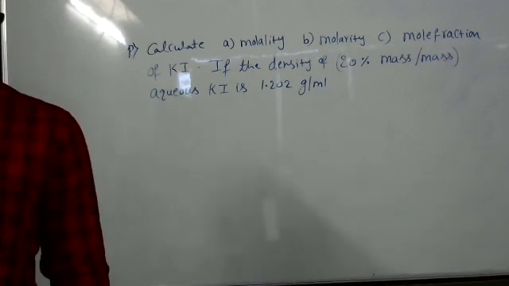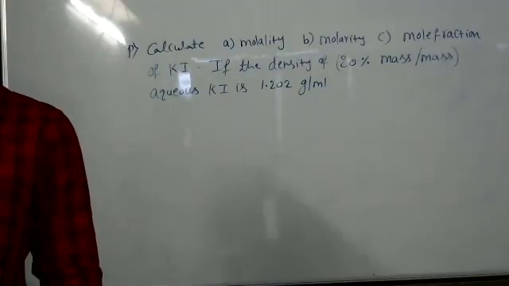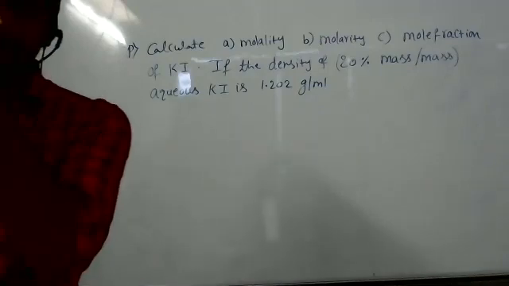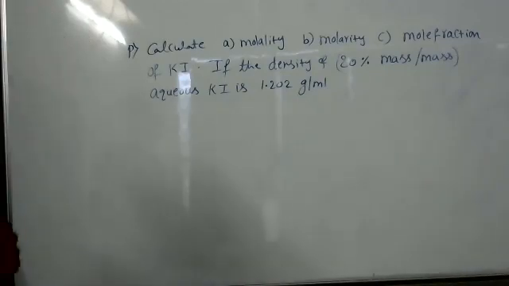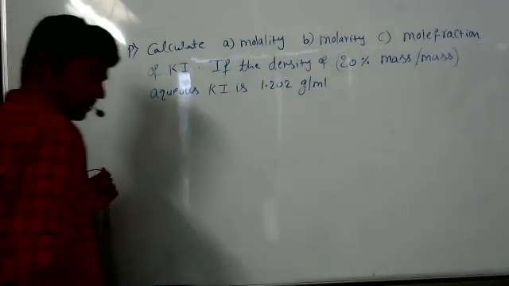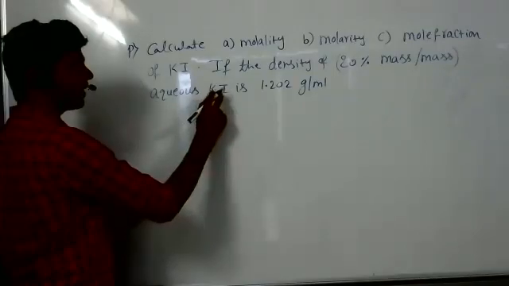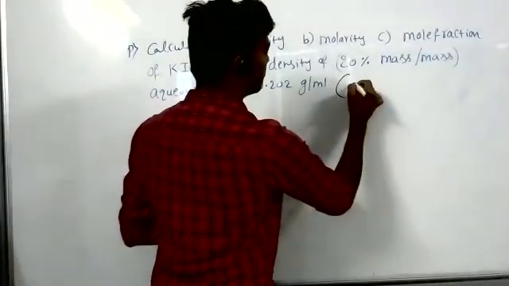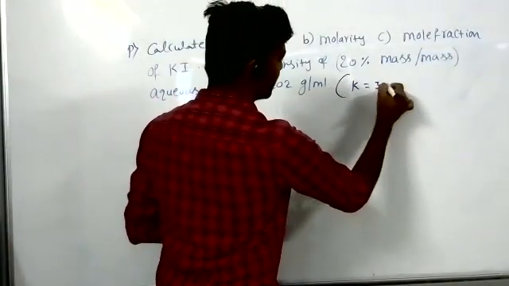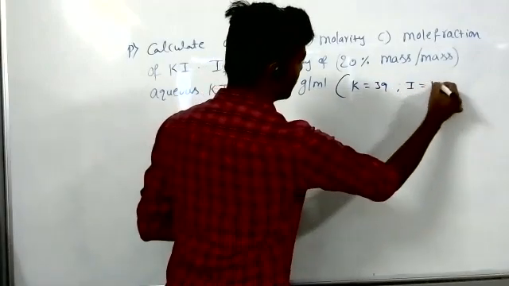Okay, first step, consider 100 grams of solution. In that, 20 grams is potassium iodide, and the remaining 80 grams is water. First calculate molality, it's very easy. Here the atomic masses weren't given, so note down: potassium mass is 39, iodine mass is 127.